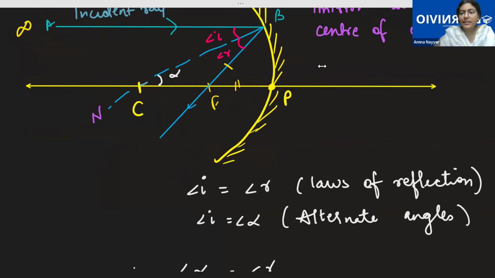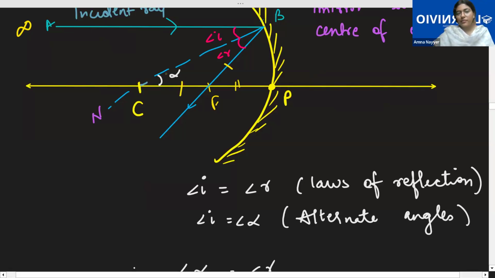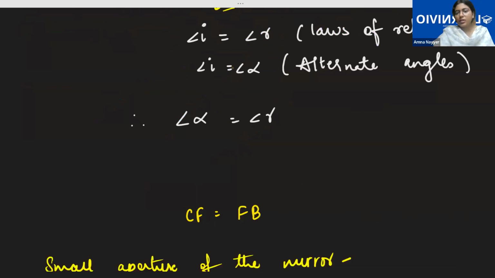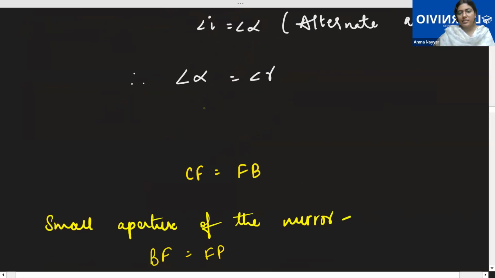Isosceles triangle. The opposite angles are equal in the isosceles only, no? Opposite angles are equal and opposite sides are also equal. So if two angles are equal, these sides will also be equal. I can say CF is equal to FP. So CF is equal to FP because this is forming isosceles.